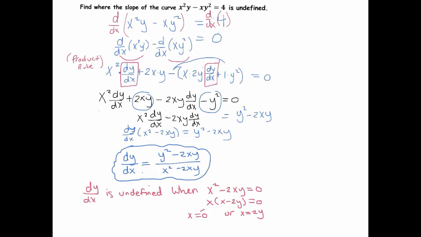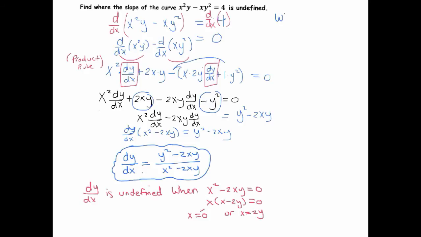So we can do better than this, though. That is a description of where the derivative is undefined. By the way, notice when you plug 0 in to this equation up here, you get 0 squared y minus 0y squared equals 4. You get 0 equals 4.